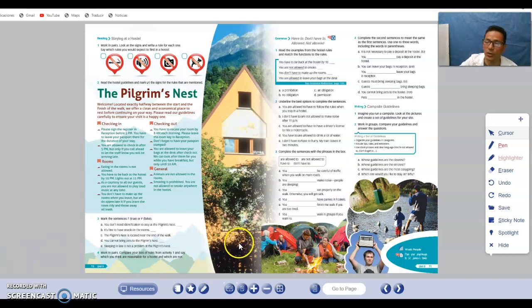Okay, so it's T, true, because please sign the register at reception before 5 p.m. You have to leave your passport. I mean, you need to, you have to do it. So you don't need identification. It's false. I'm sorry. You need. I'm sorry. You don't need identification. It's no. You have to. So it's false. It's F.